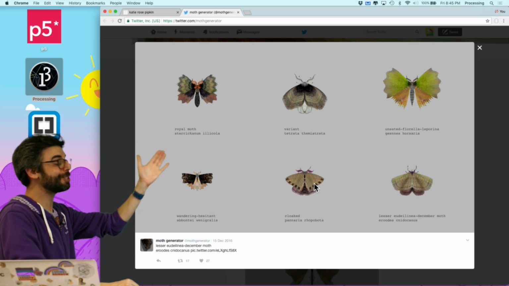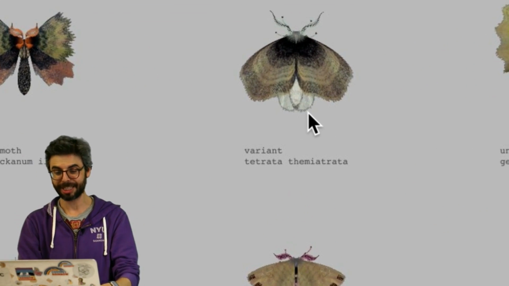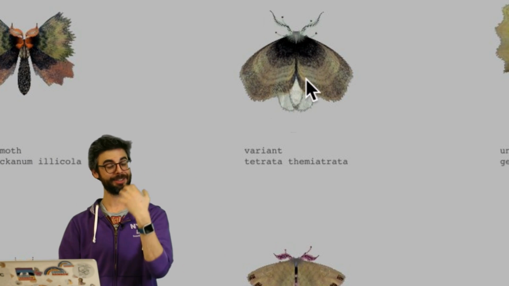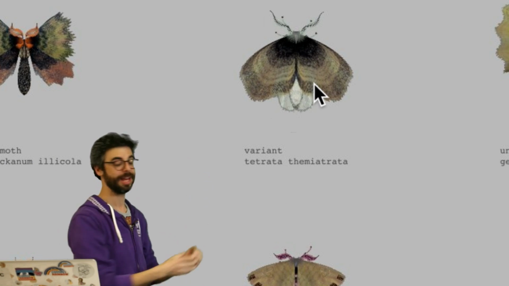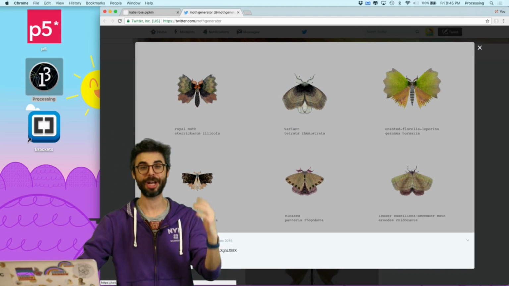This is one of my favorite projects. It's called the Moth Generator. What the Moth Generator does is it algorithmically tweets every once in a while a new moth. It creates an image of the moth and it gives it a name. And you can scroll through the Moth Generator on Twitter.